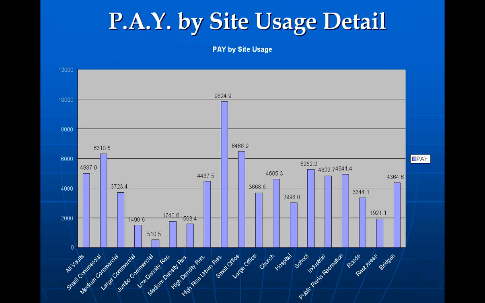And this chart here, which is pounds per acre per year as the height of the bars, and listing the different types, shows you, and I won't go through them all, but overall we average about 5,000 pounds per acre per year. But some things like high-rise urban residential have as much as 10,000 pounds per acre per year average. And there's great variability.